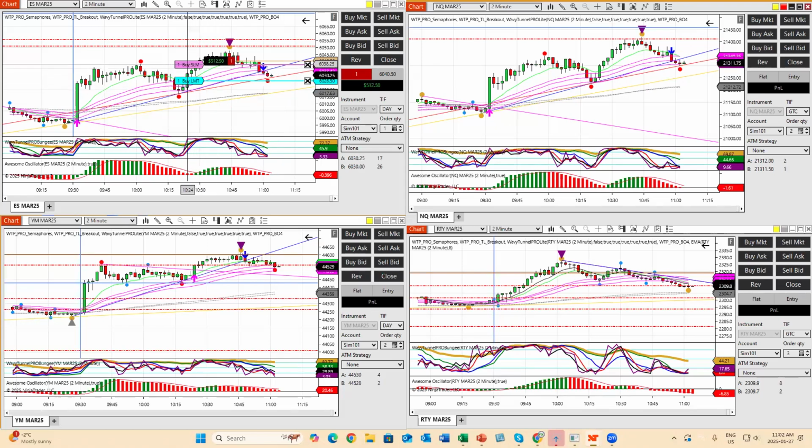Okay, let's move this stop down to above the high of this candle. And let's just get profited out here, either with our stop in profit or with our profit target.